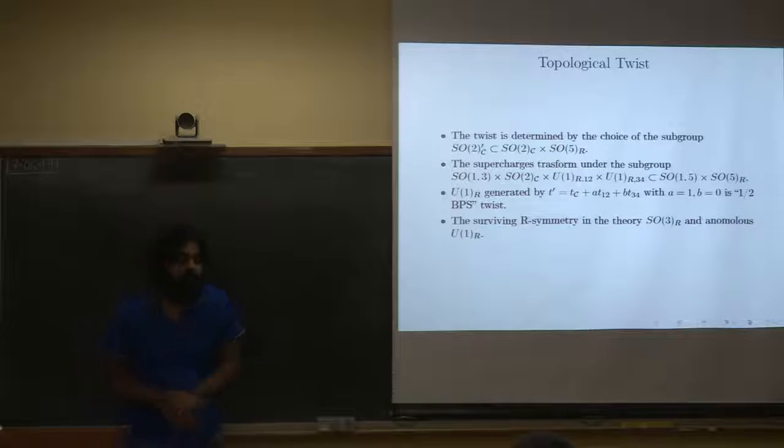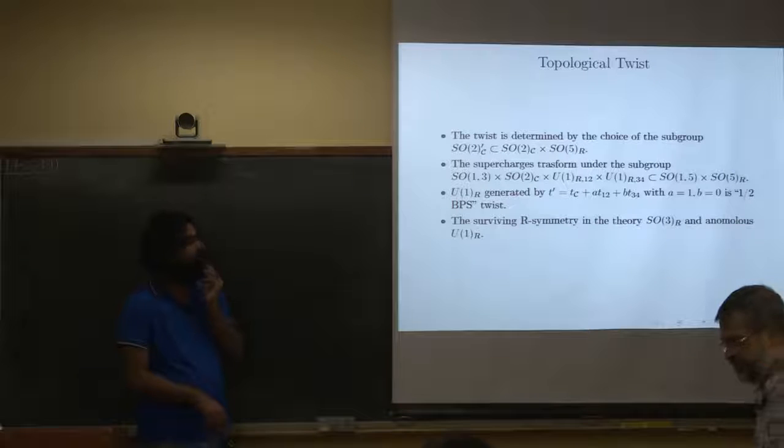Sorry, does it preserve the complete R symmetry? No, the complete R symmetry was SO5, but after the twist, no. The complete R symmetry of N equals 2, 3. Yeah, I think this anomalous R symmetry is still there after introducing the line operator. Oh, so that SO3R was my SU2. Is that right? Yeah, that's right. All right, thank you.